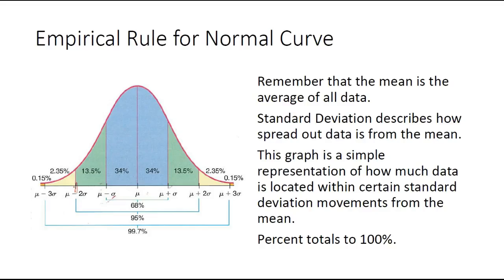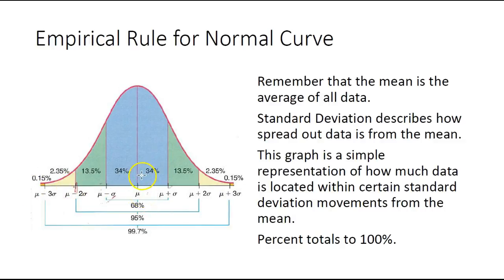The empirical rule for a normal distribution curve helps us break down certain probabilities or percents along the curve. So a couple of things to remember. The mean is in the middle, which is the average of all data. And a standard deviation talks about how spread out data is from the mean. Looking at this, each one of these little lines is a movement of a standard deviation in either direction from the mean.